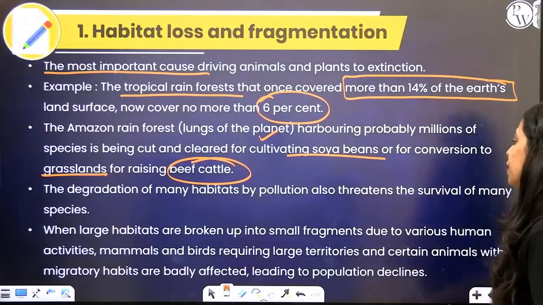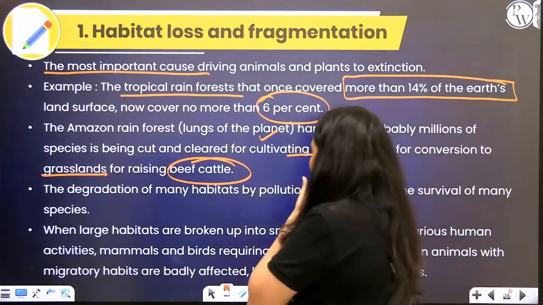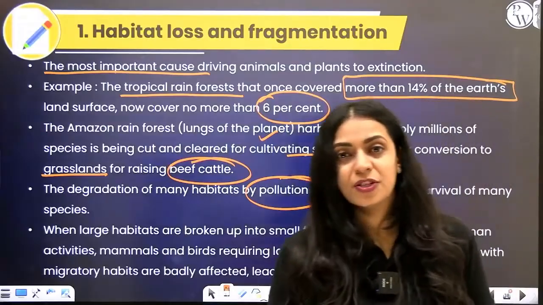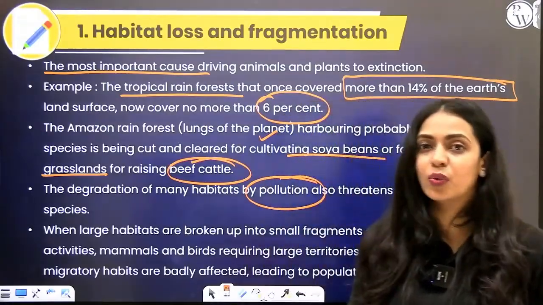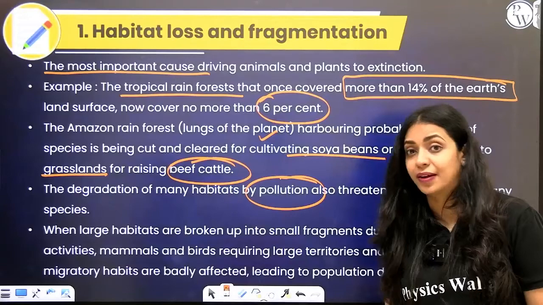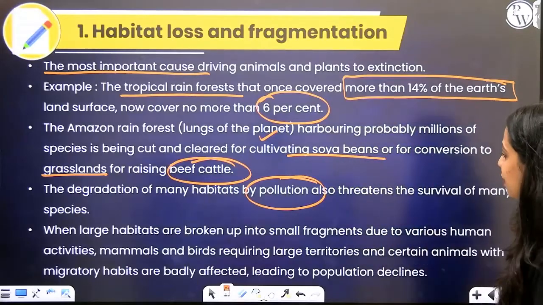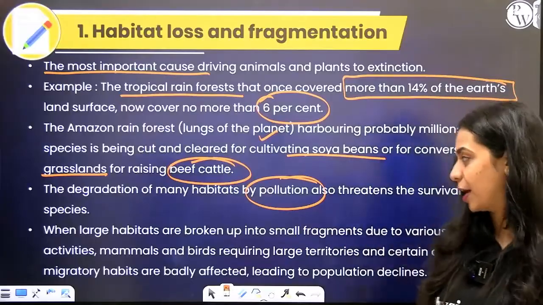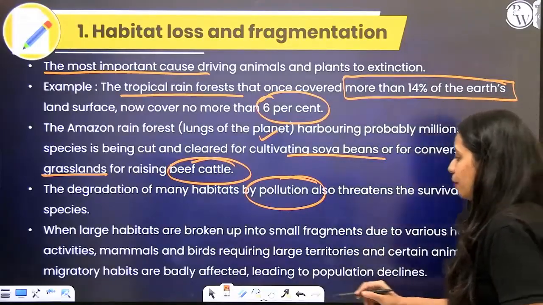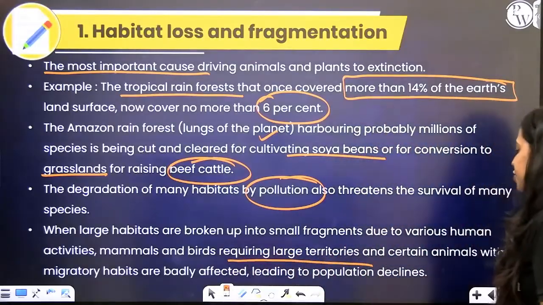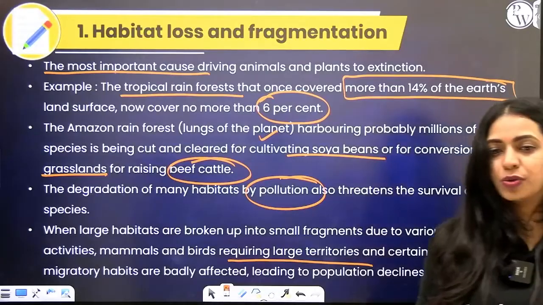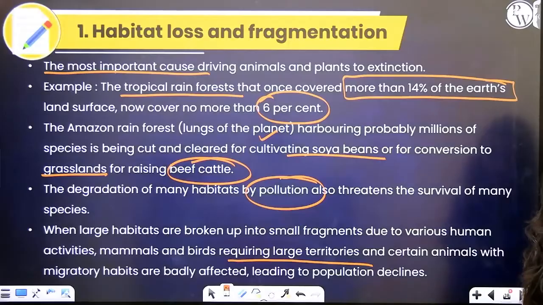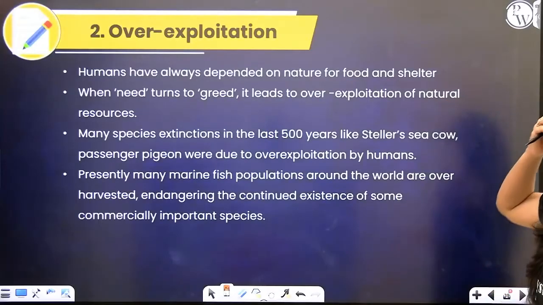Also, many habitats are being polluted. There are several species that do not grow well in polluted areas. So it's a threat for those species as well. Like I already mentioned, whenever large habitats are broken down into smaller fragments, the mammals and birds requiring large territories and certain animals and birds with migratory habits will be severely affected and their population will decline.